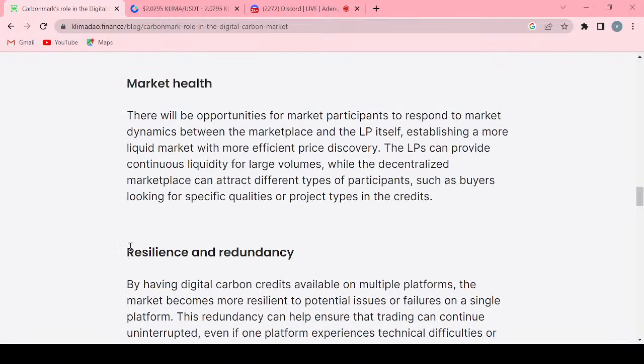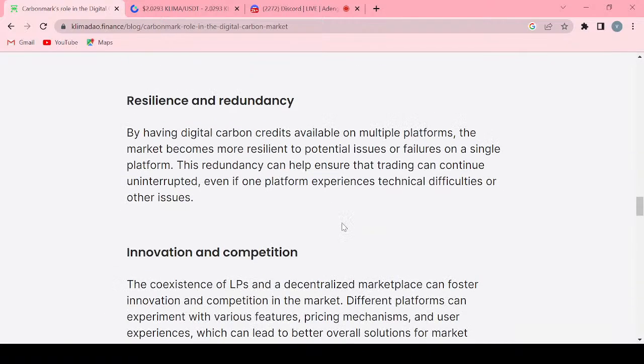So how will the market health be? There will be opportunities for market participants to respond to market dynamics between the marketplace and the liquidity pools themselves. So, establishing a more liquid market with more efficient price discovery, the liquidity pools can provide continuous liquidity for large volumes. While the decentralized marketplace can attract different types of participants, such as buyers looking for specific qualities or product types in the credits, right?